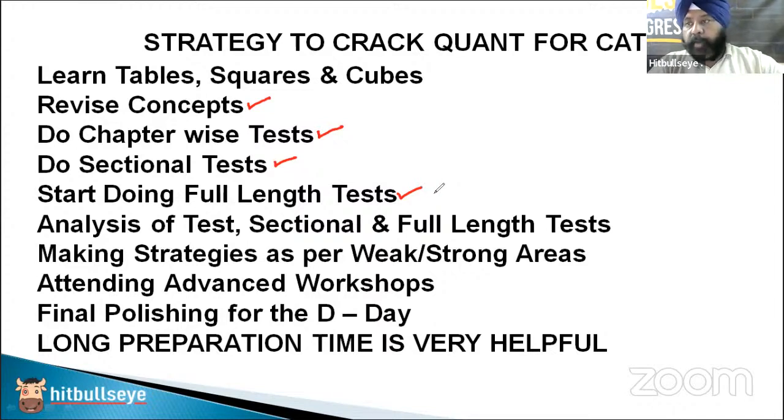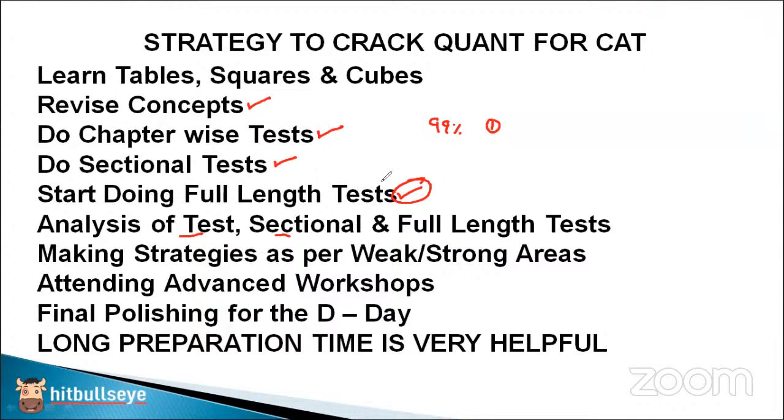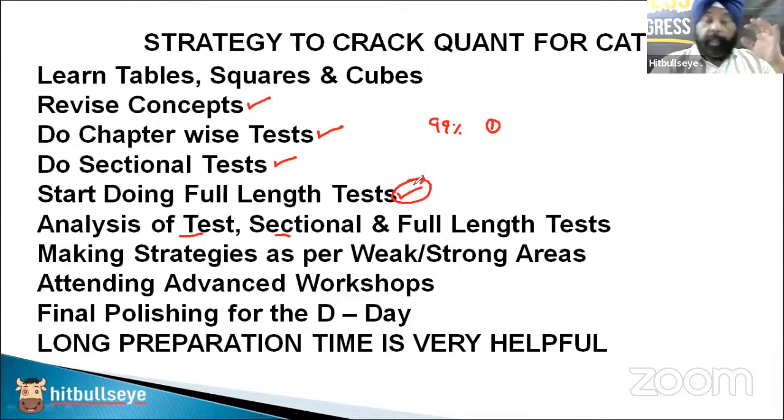Please don't miss any of the mocks, right? And even taking mocks and preparing for mocks is not sufficient. Analysis of the paper is very important, right? These are not your school or college papers where the percentage matters. Here percentile matters. I hope you know the difference between percentage and percentile. If you are at the 99th percentile, it means you are among the top 1% of people. That may be possible even by scoring 30% of the paper, or 40% or 60%, depending on the difficulty level of the paper. I hope you understand this, and it will be clearer when you appear for the mocks.